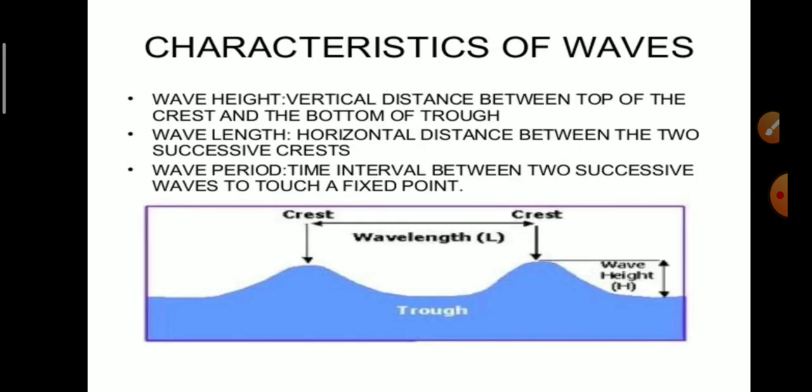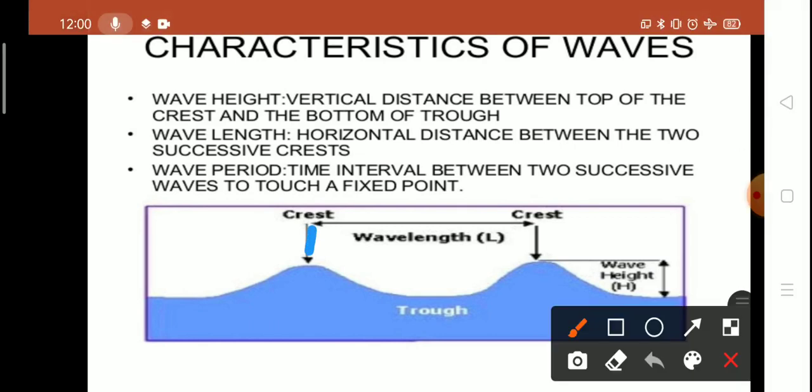Now, what are the characteristics of waves? Three terms are there: wave height, wavelength, and wave period. So, what is wave height? The distance between the crest and trough is called wave height. Students, look at this picture. This is the crest and this is the trough. So the distance between the top of the crest and the bottom of the trough is known as wave height.